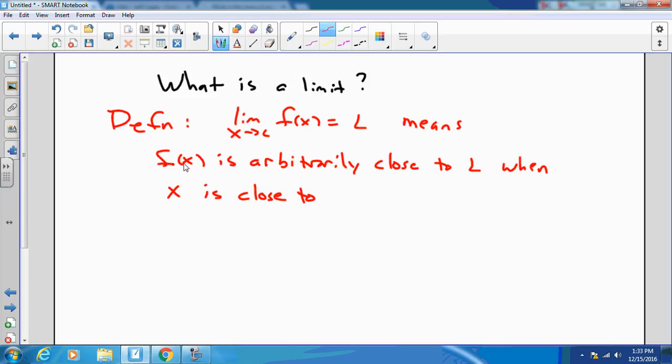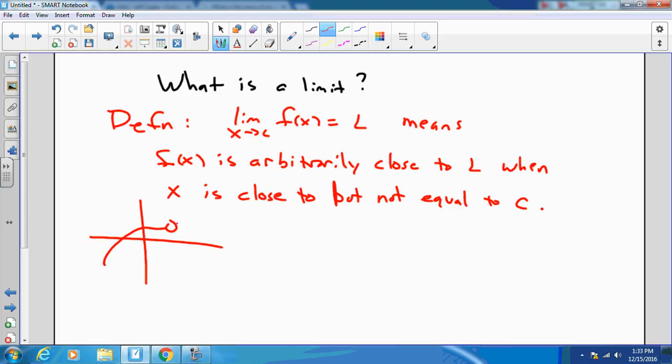Close to, but not equal to c. And the but not equal to is very important because we do not wish to consider what happens at x equals c. What happens at x equals c is not relevant with regard to the limit.